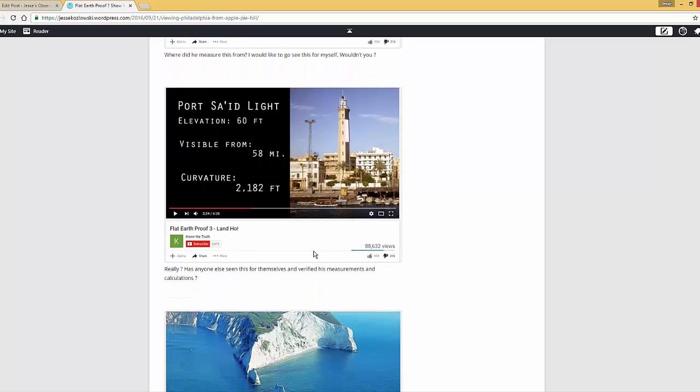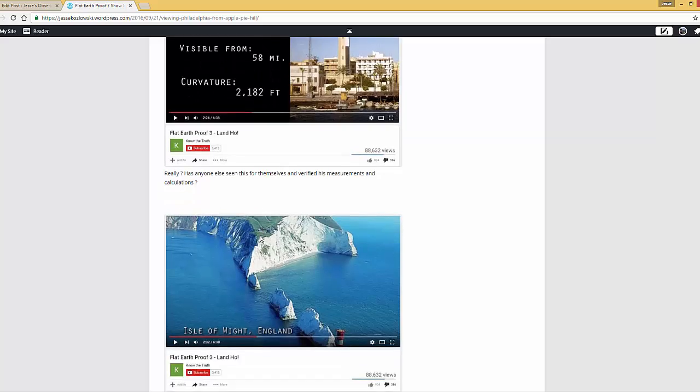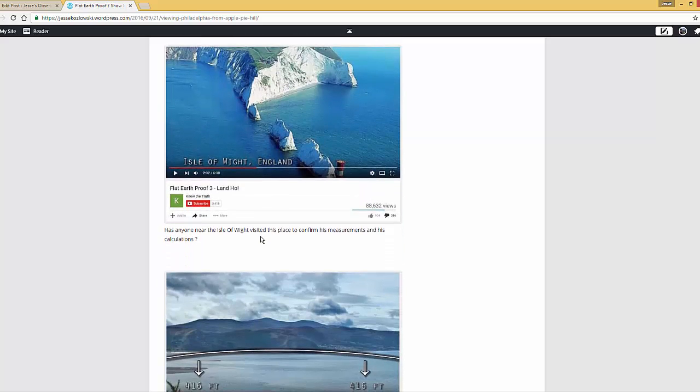Here's a place, I forget where he said this is. So, you know, again, now it's getting up there. It's supposed to be hidden by over 2,000 feet. Really? Has anyone seen this for themselves and verified his measurements and calculations? This one's great. In England, has anyone near the Isle of Wight visited this place to confirm his measurements and his calculations?